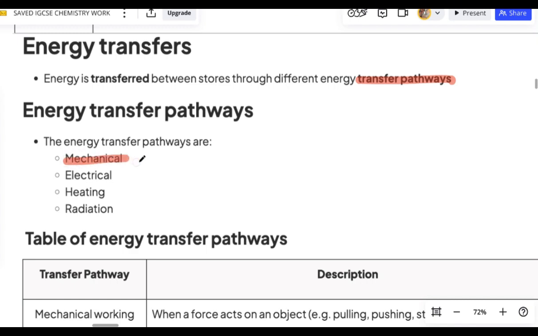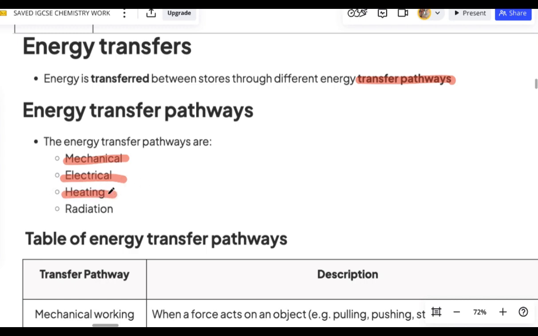The second is the electrical pathway, when charge flows in a circuit. Energy is transferred from a battery in the form of chemical energy to electrical energy. That is the method by which energy is transferred from the chemical store into the electrical store, in the form of current flow in the wire, known as the electrical pathway. Energy can also be transferred by heating.